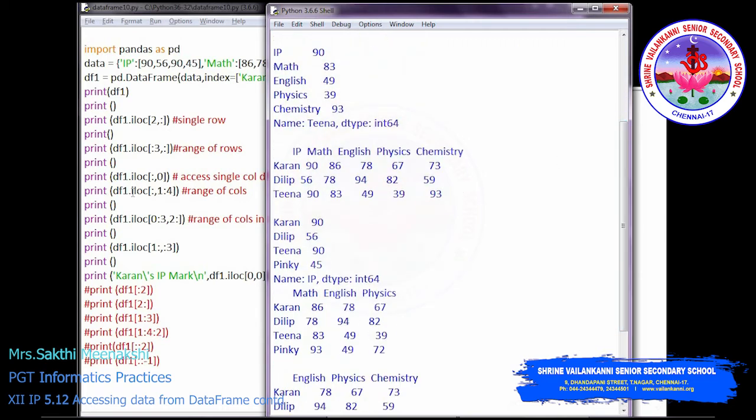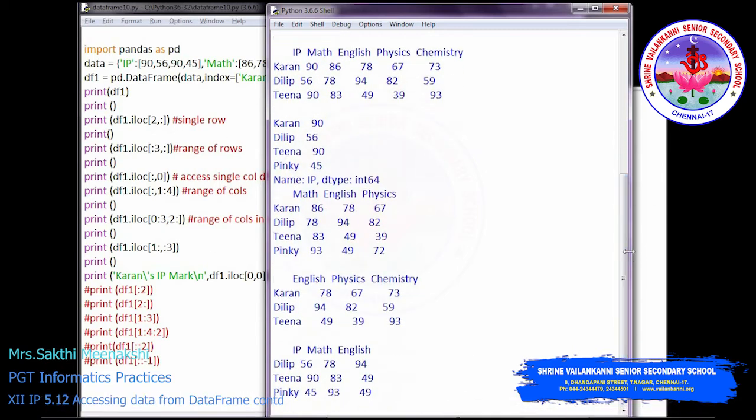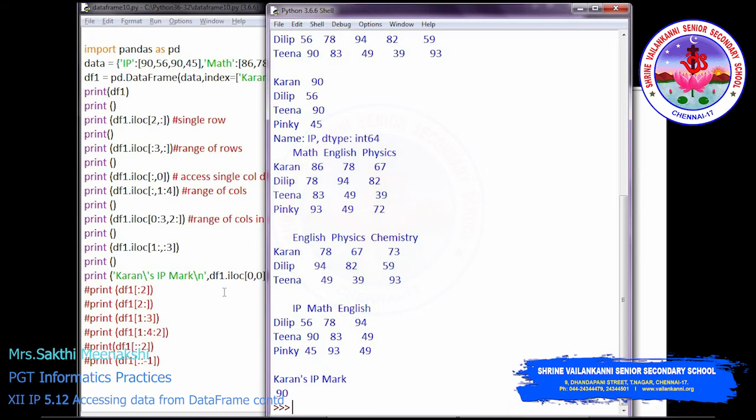And then next we have all the rows, but marks 1 to 4, okay. So all the rows, marks from Math to Physics, okay. So next one from 0 to 3, which excludes the last record, 0 to 3, Karan to Tina, and then we have 2 to last one, so from the second index, English to Chemistry. So next one we have 1 comma 3, that means 1 is the second record, Dilip, so from Dilip to last, and then from the starting to 3, so IP to English. The last one is Karan's IP mark, for which we have used loc 0 comma 0, right.